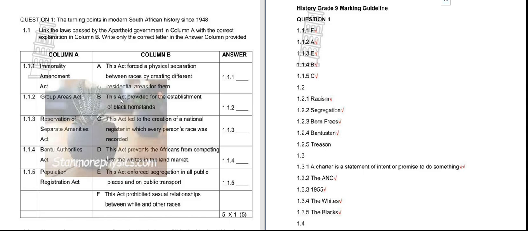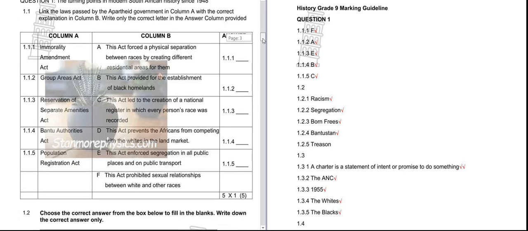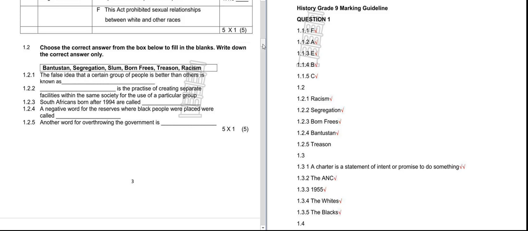Then we go to number 5, Population Registration Act, where the match is C. This act led to the creation of a national register in which every person's race was recorded. So this is what we have in terms of our 1.1. We move on to the next part, 1.2, which reads: choose the correct answer from the box below to fill in the blanks. Write down the correct answer only.